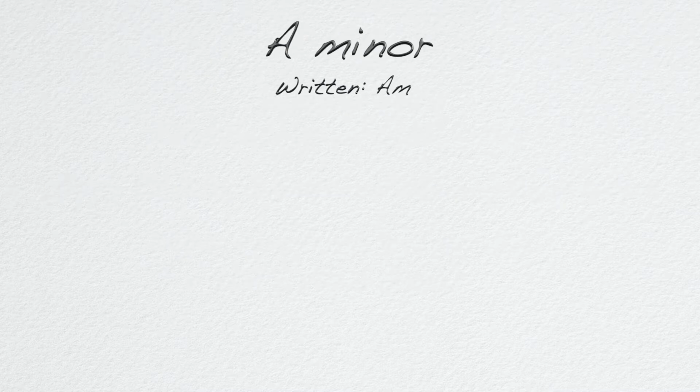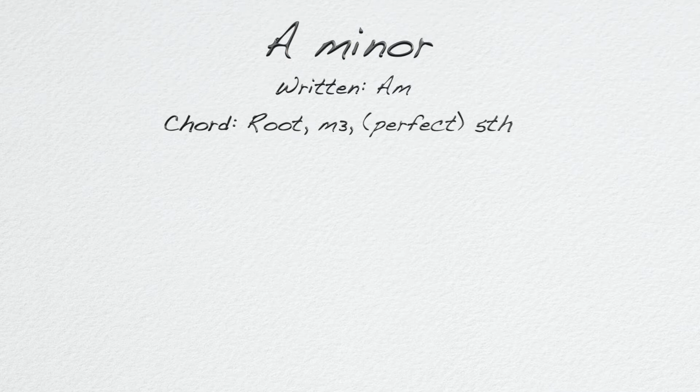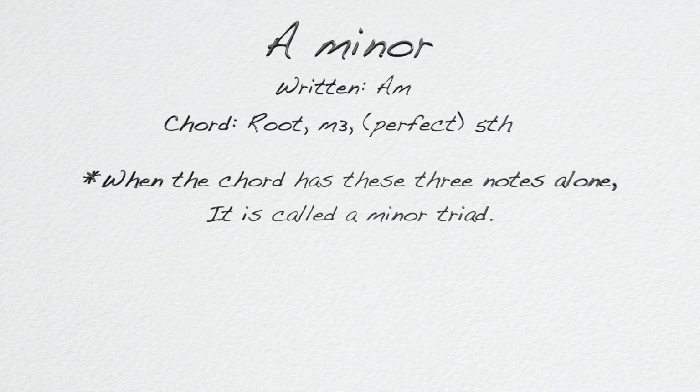Now, a minor chord, which is symbolized by the lowercase m following the letter of the chord that you're playing, is a chord having a root, a minor third, and a perfect fifth. When a chord has these 3 notes alone, it is called a minor triad.